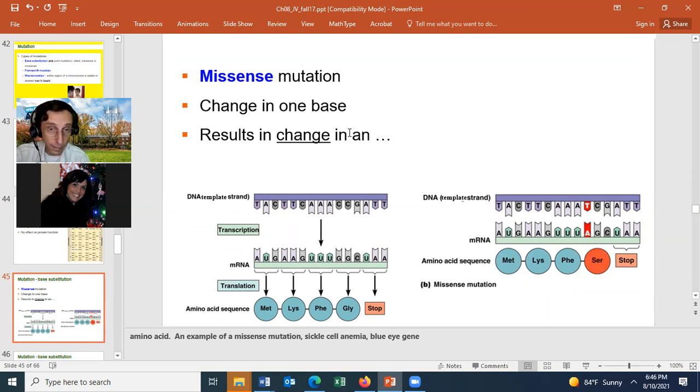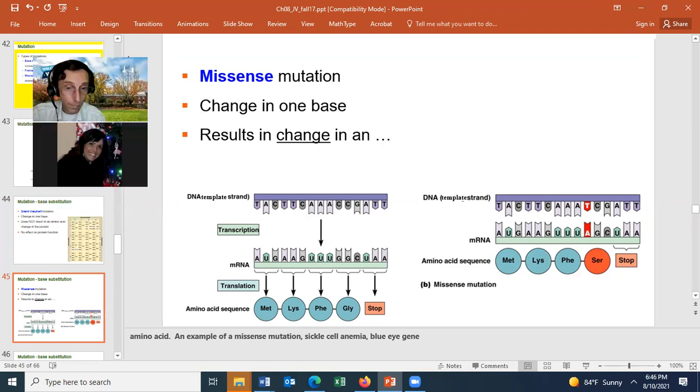This is called a missense mutation, where you change one nucleotide base and you change one amino acid in the protein. Any question about that? An example of a missense mutation is sickle cell anemia, where the patient usually only has one amino acid differing out of thousands of amino acids in hemoglobin. And that gives rise to the sickle cell anemic trait, assuming the person has two of those genes.